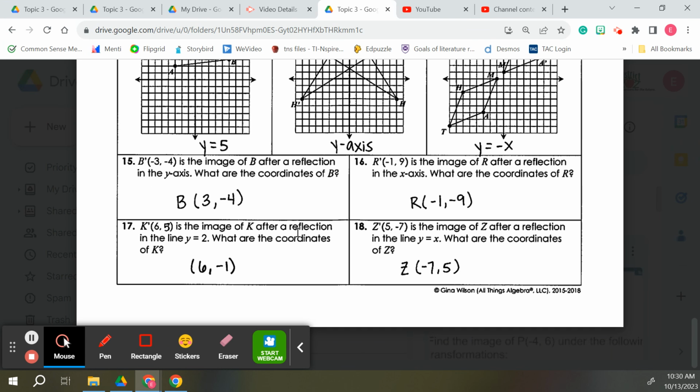All right, so you have a review on Delta Math that reviews translations and reflections. Get going on that. And let me know if any questions come up.